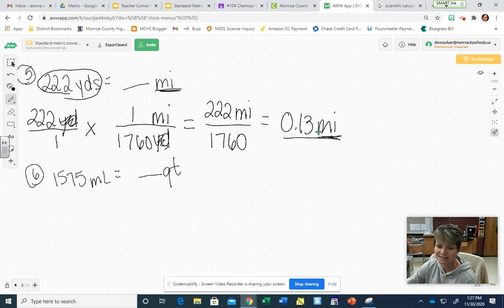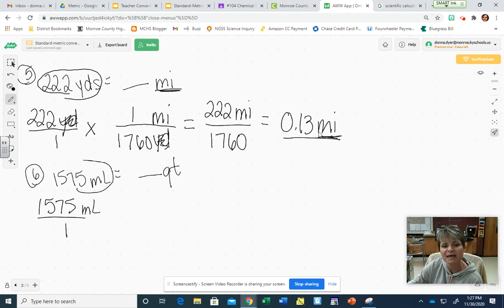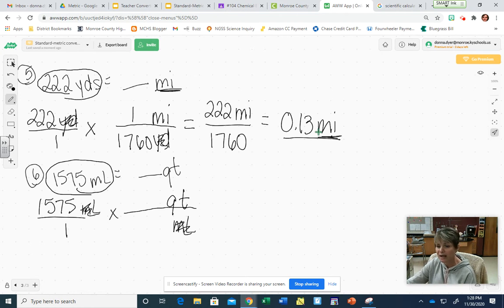Okay, we're going to do one more example. 1,575 milliliters is equal to how many quarts? So 1,575 milliliters over 1. Again, I'm taking what I'm given and putting it over 1, making it a ratio or a fraction. That's always my first step. Next, set up my second ratio. Remember, units need to cancel. In this case, I'm canceling out milliliters. Milliliters is on the top here. It must go on the bottom here. Then the unit I'm solving for goes on the top here, quart. Now, milliliters is going to cancel out, and I'm going to have quart left as my answer.